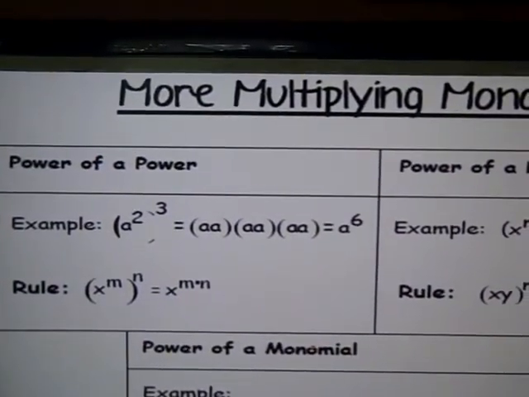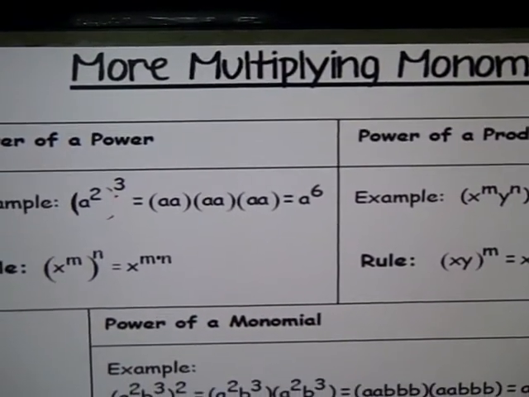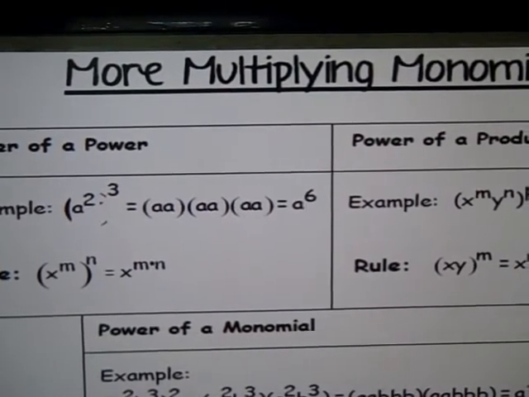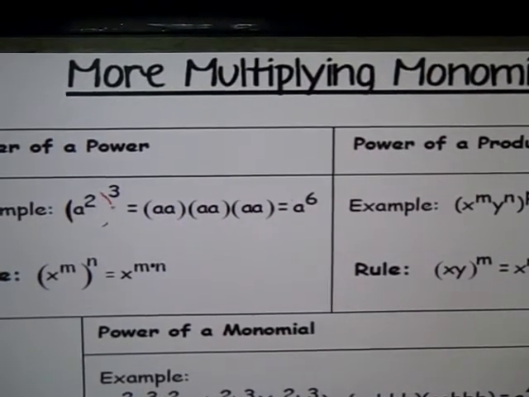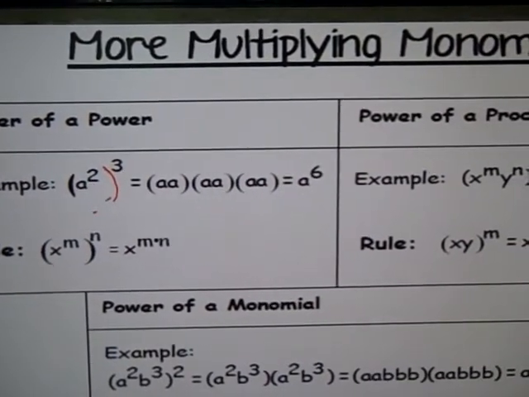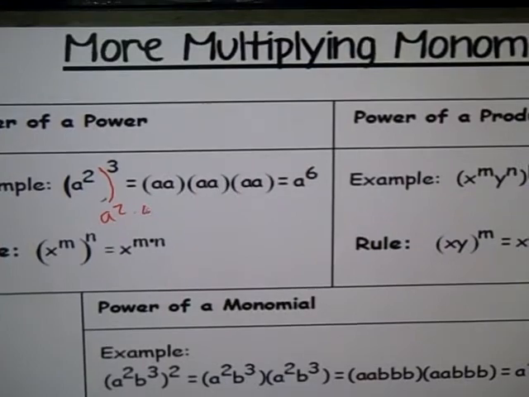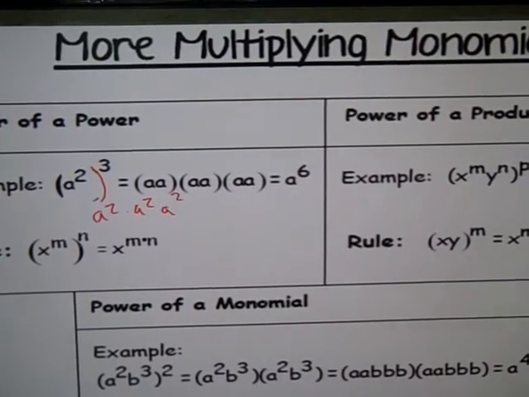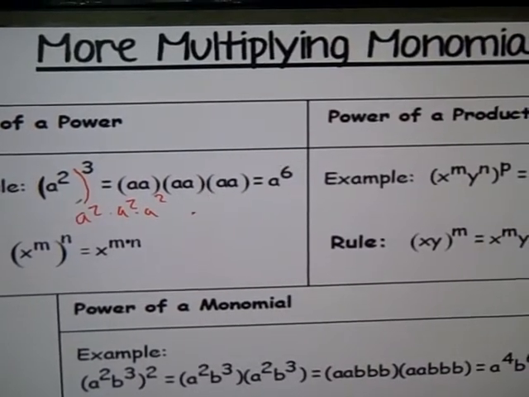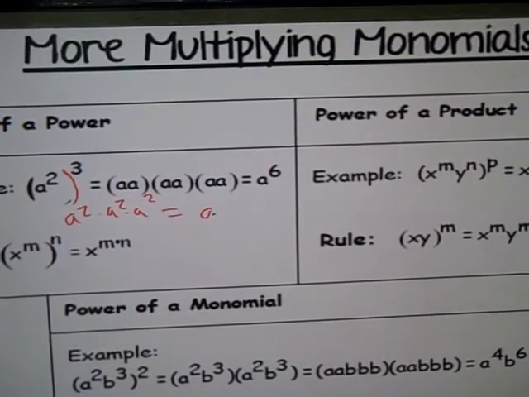Now, when there is an exponent and another exponent right next to each other, we just multiply the exponents. In this example, it's asking us to take a squared and then cube that. That's the same thing as a squared times a squared times a squared. And we know that if the bases are the same and we're multiplying, we can just add the exponents. 2 plus 2 plus 2 is 6.